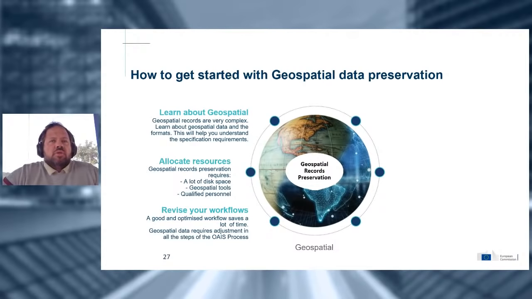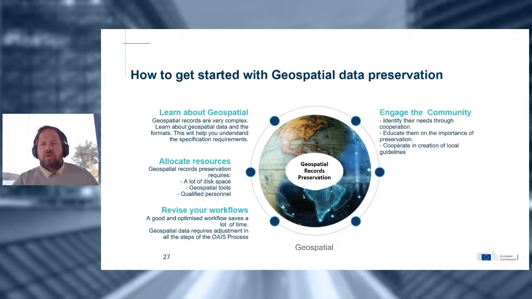Then what you would also need to do, you would need to revise your workflows, because there are certain steps in the workflow that are specific to geospatial records. And these steps actually include validation and visualization, and in the management of geodata, you need to have some conversion tools and so on. So if you know what you need to do, a good and optimized workflow can save you a lot of time. And geospatial data requires adjustment in all of the steps within the OAIS process. So this is what you can do on your own.